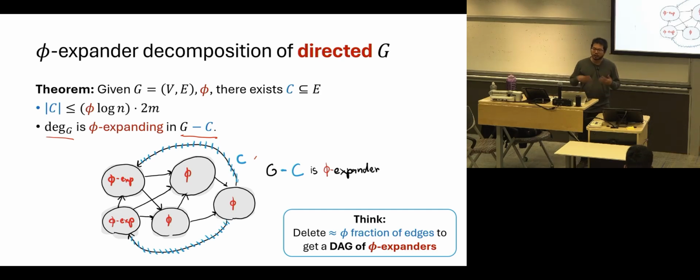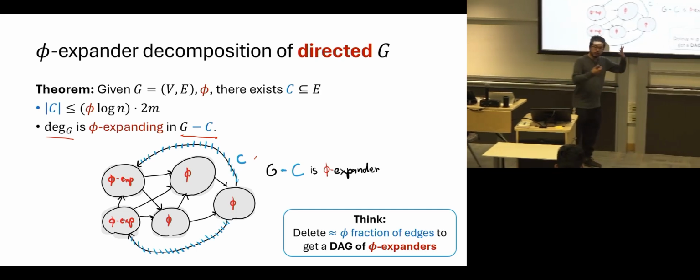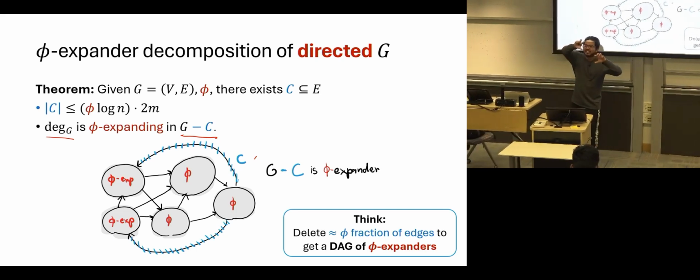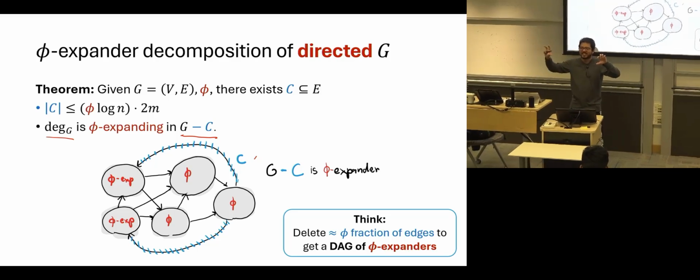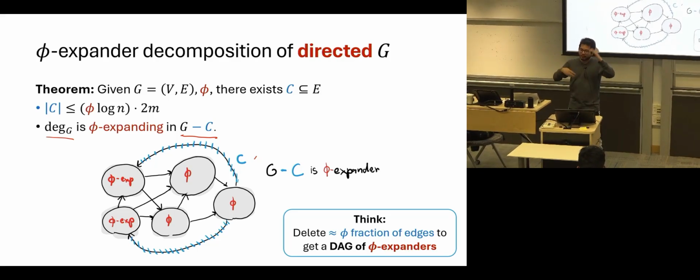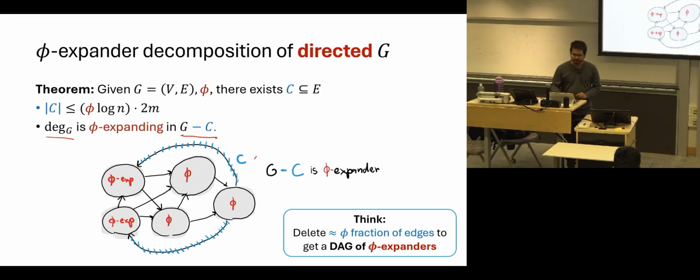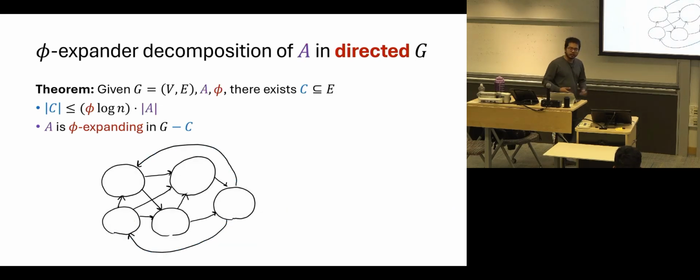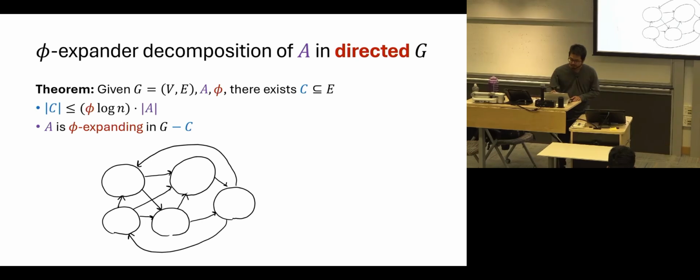Previously, in undirected graphs, you delete a 5 fraction of edges so that you get disjoint components of expanders. Here, you delete few edges, like a 5 fraction, to get a DAG of expanders. So, try to internalize this. This picture should help. And you can talk about any node weighting, right?